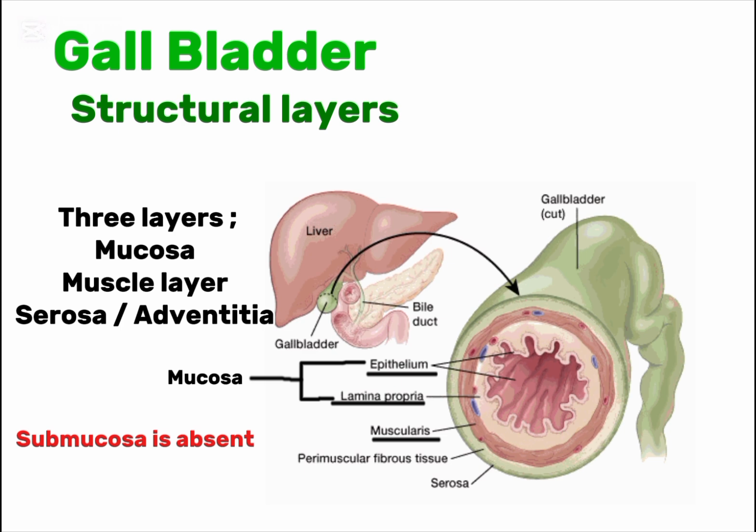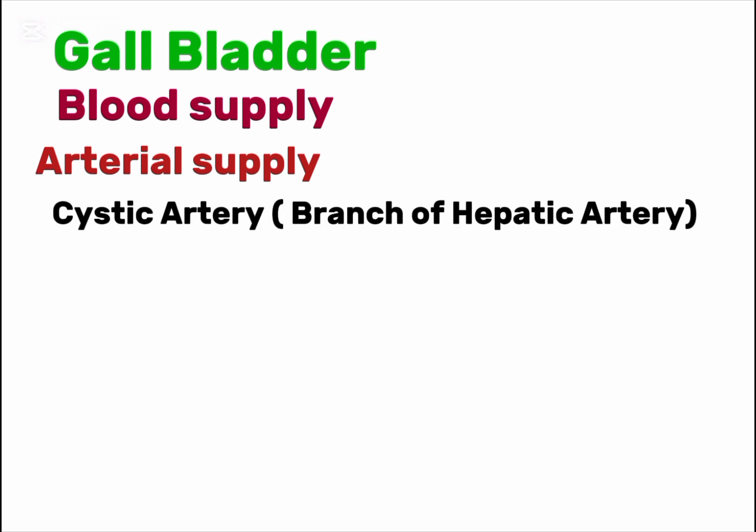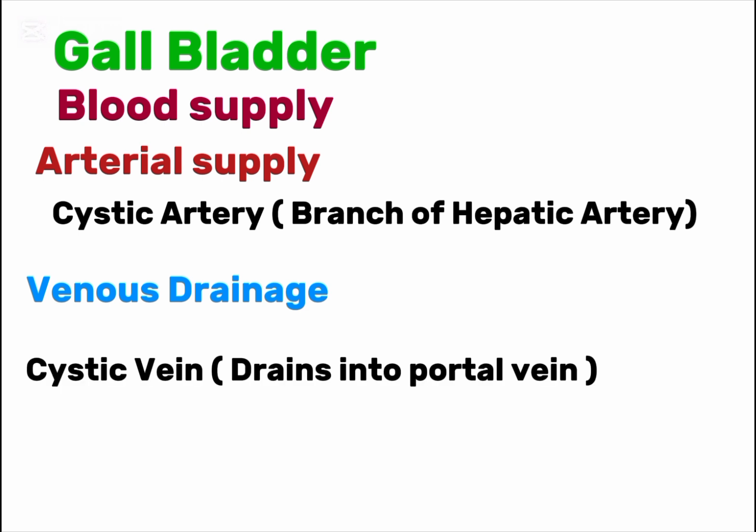Next to muscle layer is the serosa or adventitia, that is the most outermost layer of the gallbladder. There is an additional layer after the muscular layer, that is perimuscular connective tissue or fibrous tissue layer, which consists of blood vessels, nerves, lymphatics, and connective tissue. Blood supply. Arterial supply is by cystic artery, that is the branch of hepatic artery. Venous drainage is by cystic vein that drains into the portal vein.